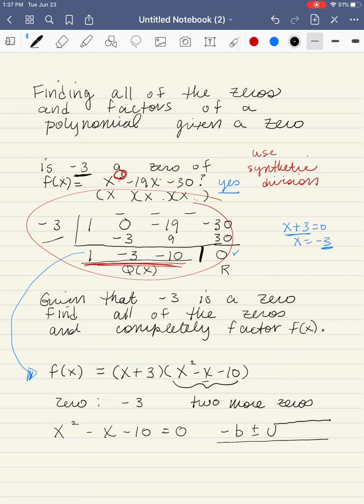So I want you to pause the video, try to write the quadratic formula from memory, identify what A is, what B is, and what C is, and solve this quadratic equation. Pause the video, do that work, find your other two zeros.